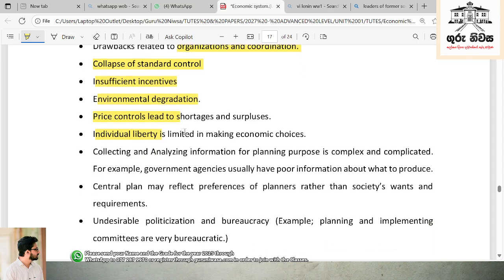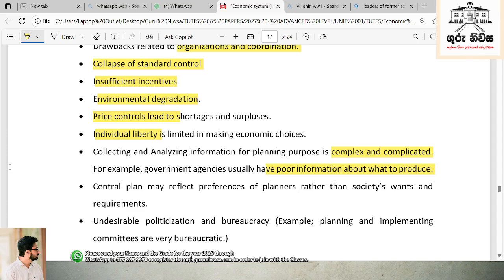No freedom. Collecting and analyzing information for planning purposes is complex and complicated, as I told you. For example, government agencies usually have poor information about what to produce. With poor information or lack of information, they make the wrong decision. Sometimes resources may be wasted. The rice requirement is 1,000 metric tons, but assume government produces 1,500 and wastes the excess supply.